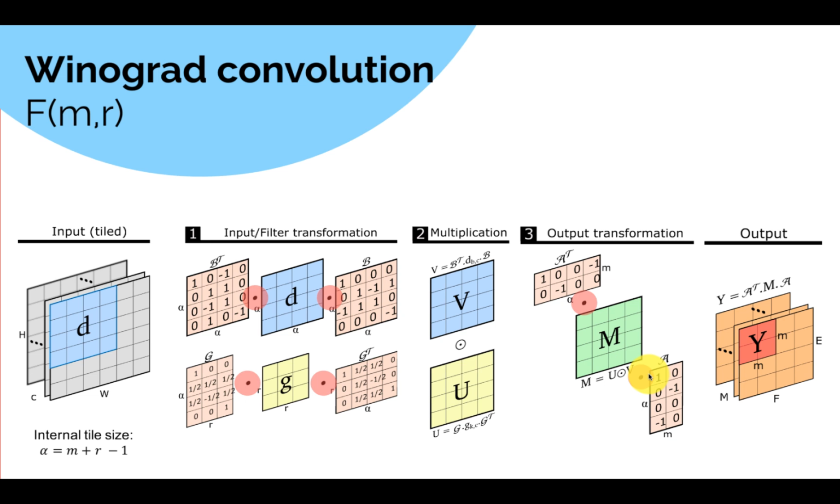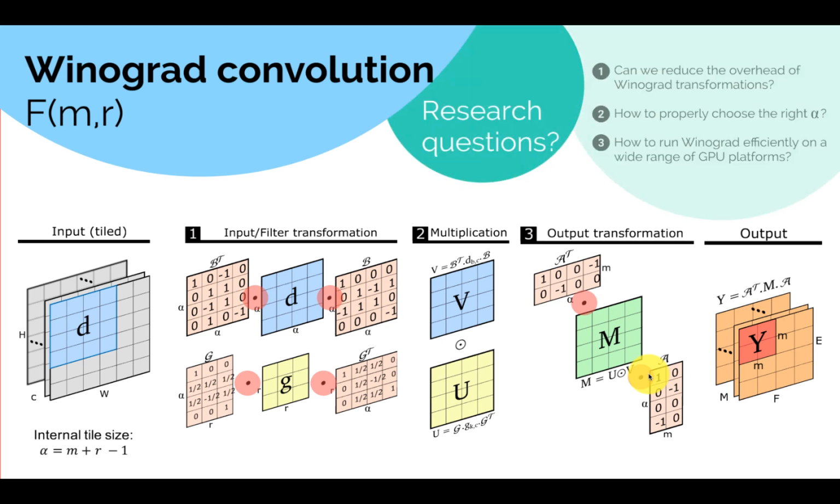Therefore, the questions that we have answered in this paper are as follows. Can we reduce the overhead of Winograd transformations? What's the proper way to choose the right internal tile size? Is it possible to run Winograd efficiently on a wide range of GPU platforms?